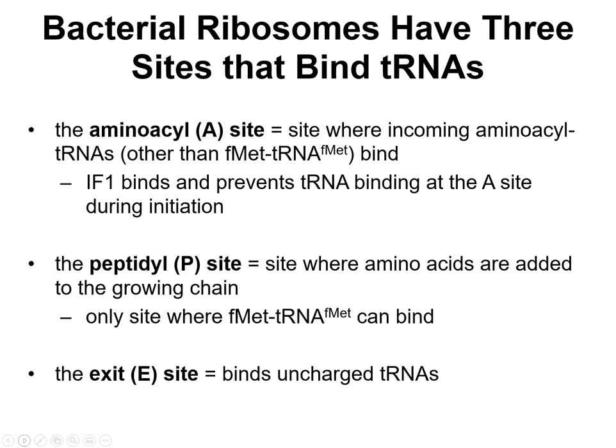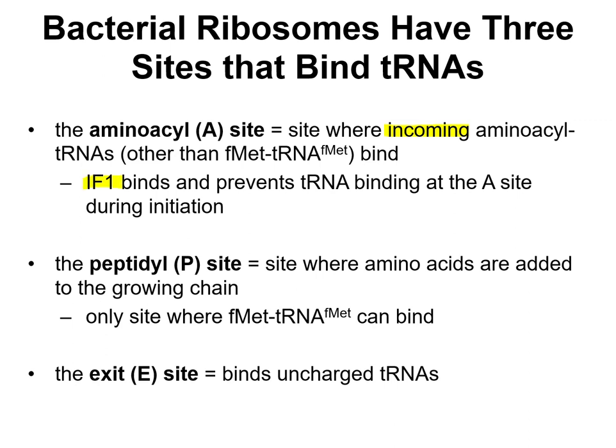Bacterial ribosomes have 3 sites that bind tRNAs. Eukaryotes do too, so this applies to both systems. There's the aminoacyl site, or the A site, and that's where the incoming aminoacyl tRNA comes, aside from the initial methionine. The initial methionine binding is a different beast, but all the other amino acids, when they come in, it's the incoming aminoacyl tRNA. So it's charged with the next amino acid that's going to bind.